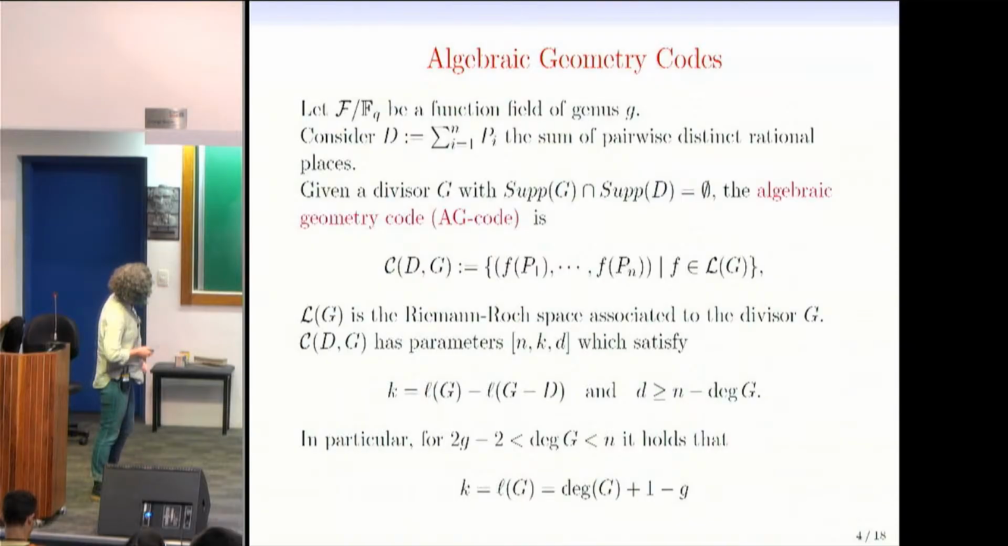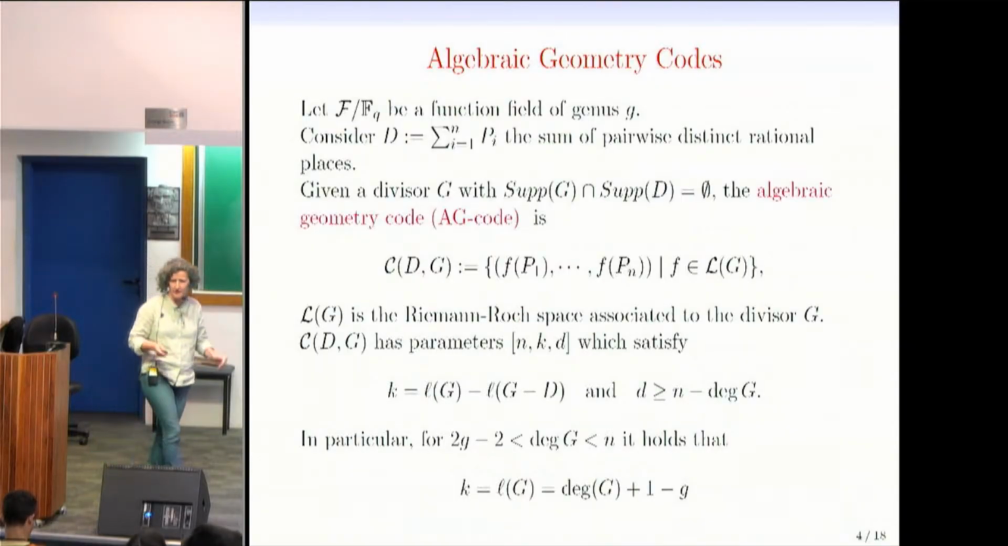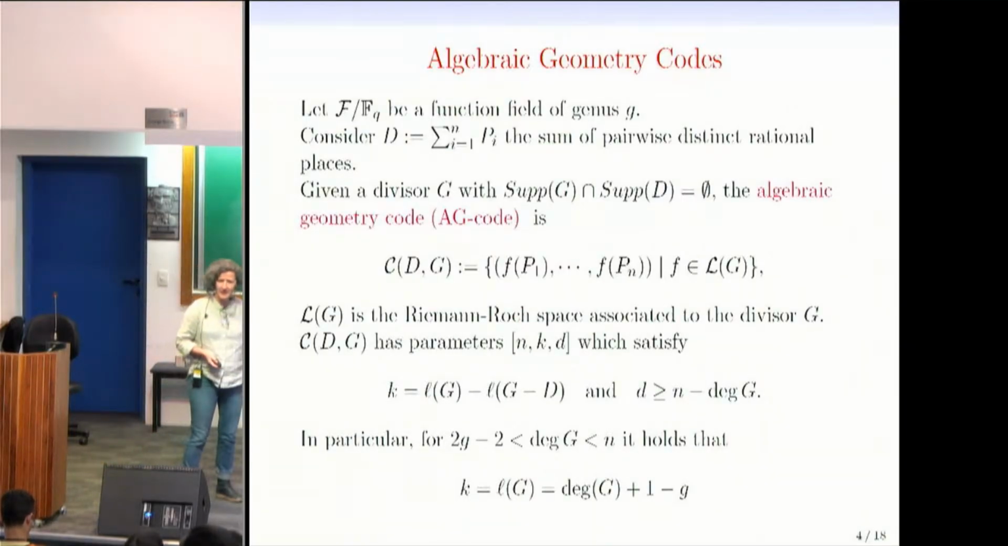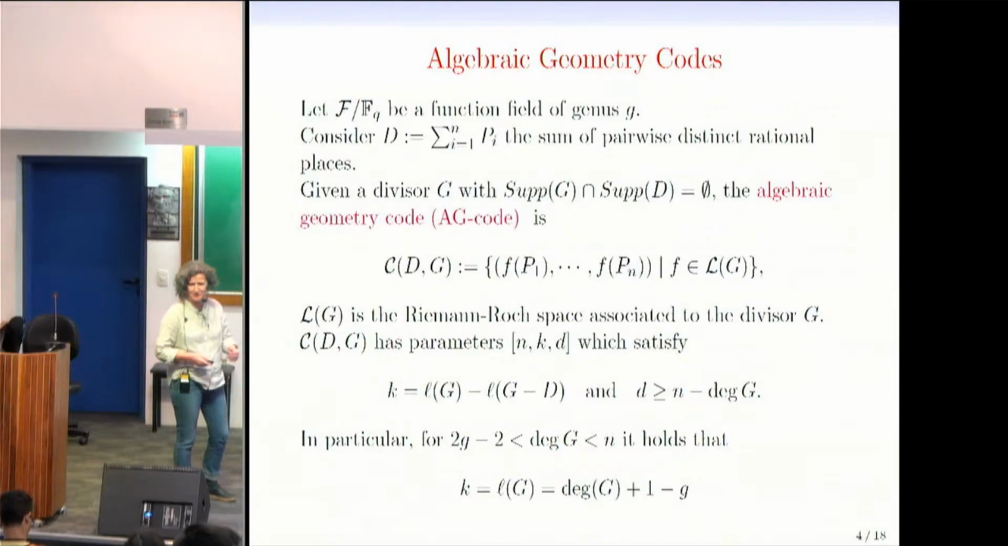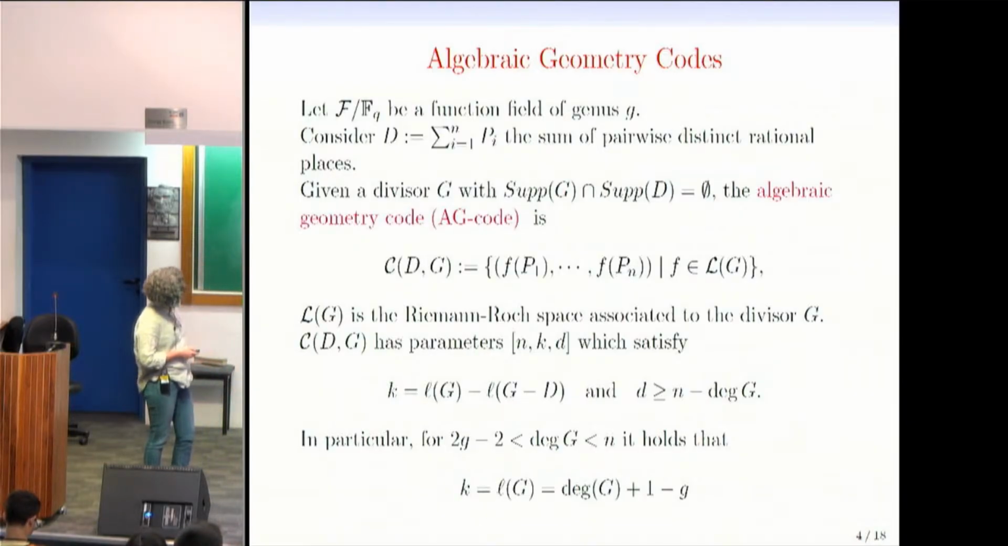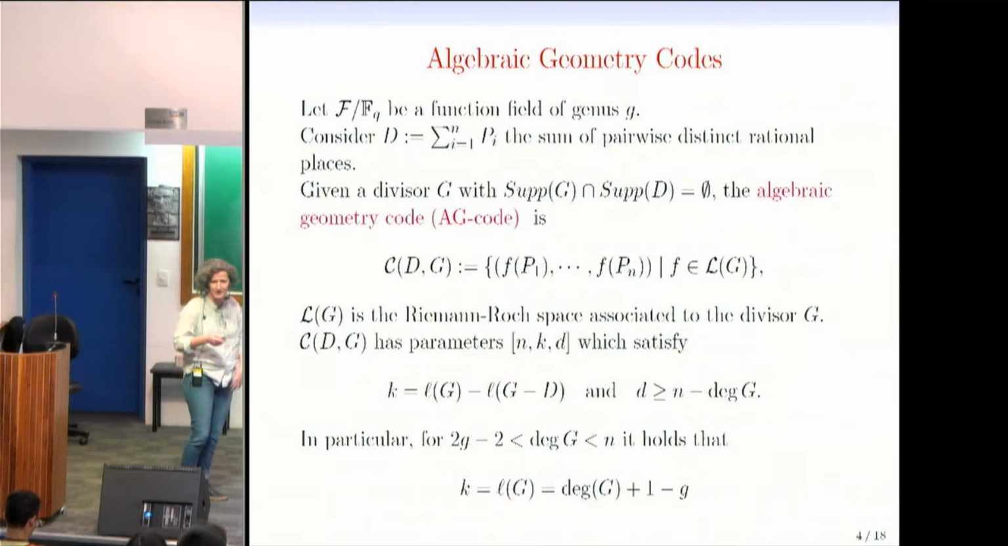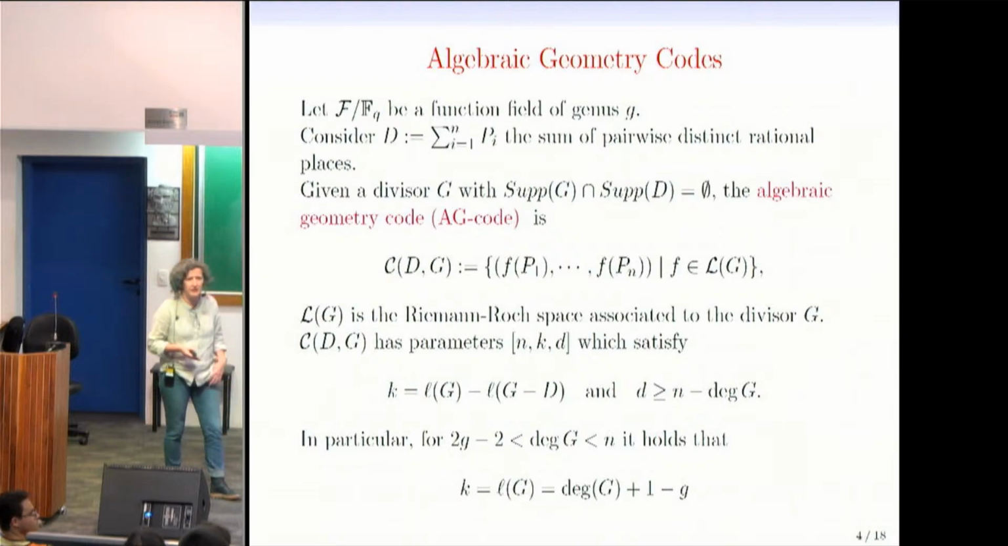We need to define what algebraic geometry codes are. I think Lara already did that, but more or less the same. Lara was using any vector space; we are going to use Riemann-Roch vector spaces here to define them. So you take your function field of genus g. I'm thinking about a function field of an algebraic curve of genus g.